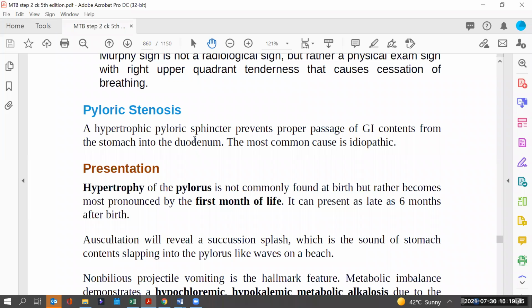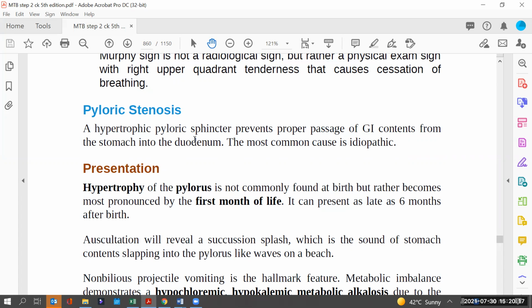But whenever there is hypertrophy, meaning an increase in the size of the cells of the pyloric sphincter, what will happen? It's going to cause a problem in that the opening of the stomach into the duodenum is going to be stenosed, and there will be a problem in the passage of food from the stomach into the duodenum. So what is the most common cause of this? Why does this sphincter become hypertrophied and prevent the entry of food from the stomach into the duodenum?